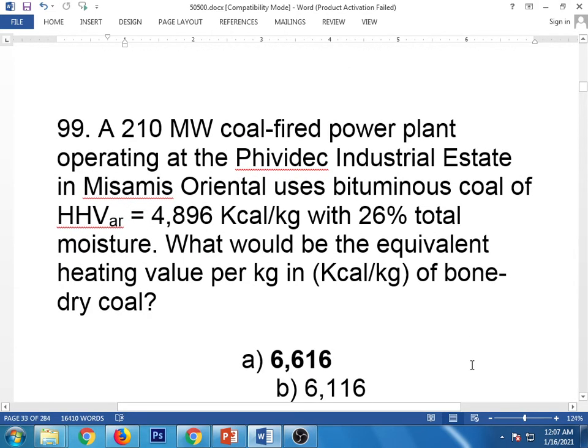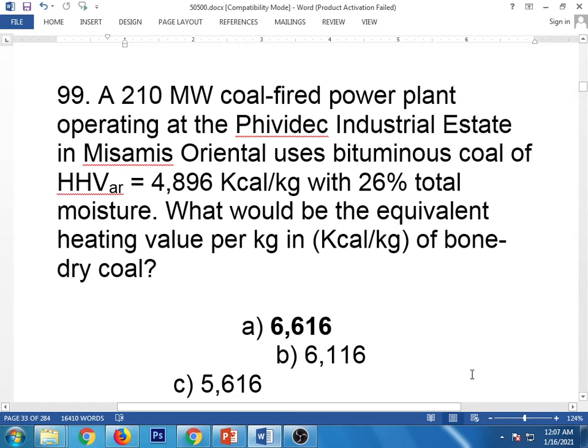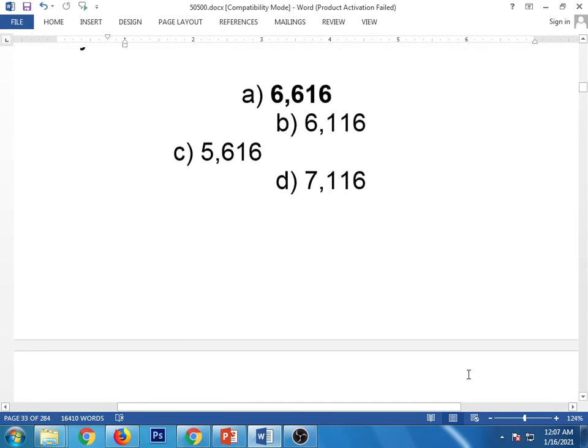A 210 megawatt coal-fired power plant operating at the Deck Industrial Estate in Misamis Oriental uses bituminous coal with an HHV as received equal to 4,896 kilocalories per kilogram. If total moisture is 26%, what would be the equivalent heating value in kilocalories per kilogram of bone-dry coal? Answer: 6,616.